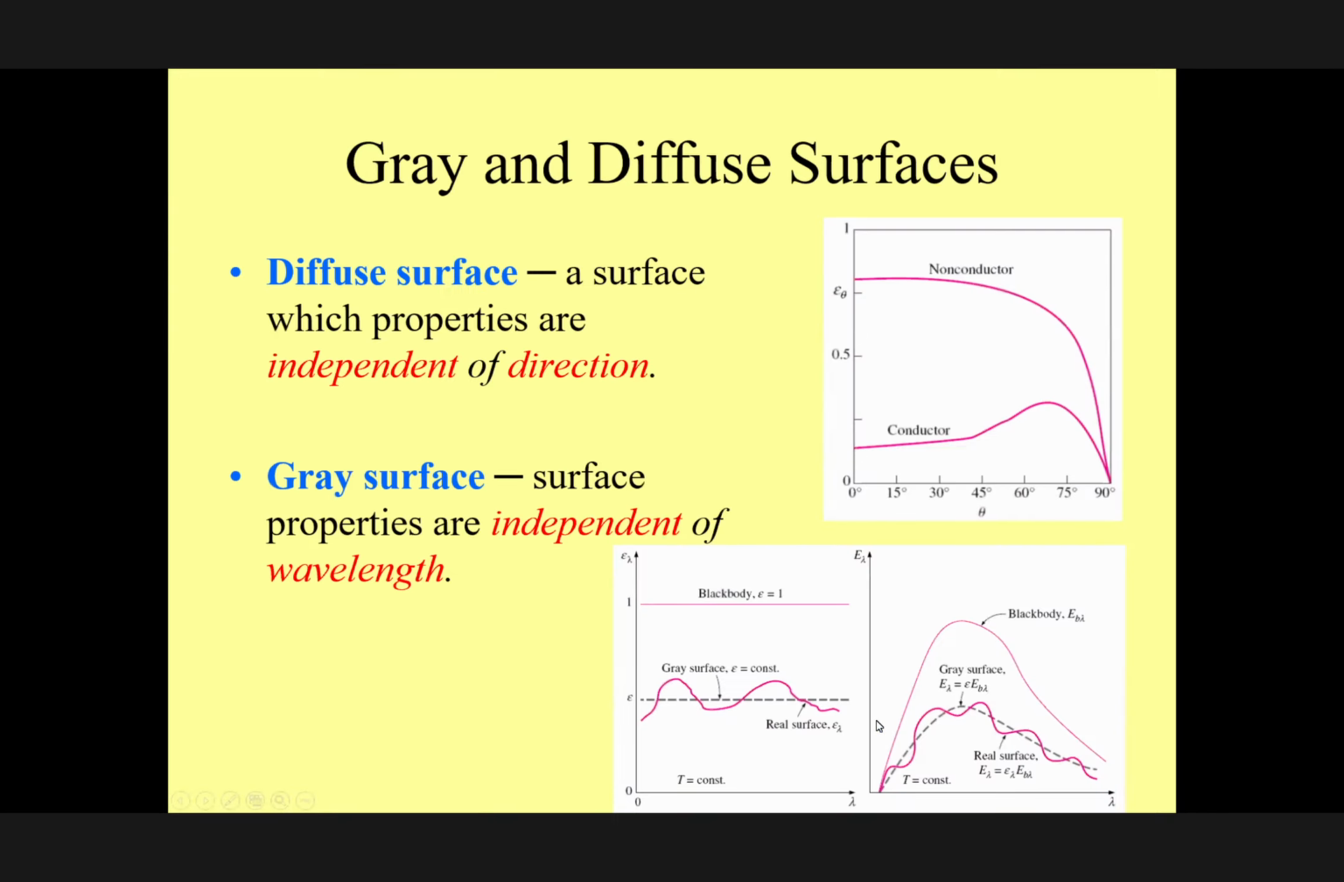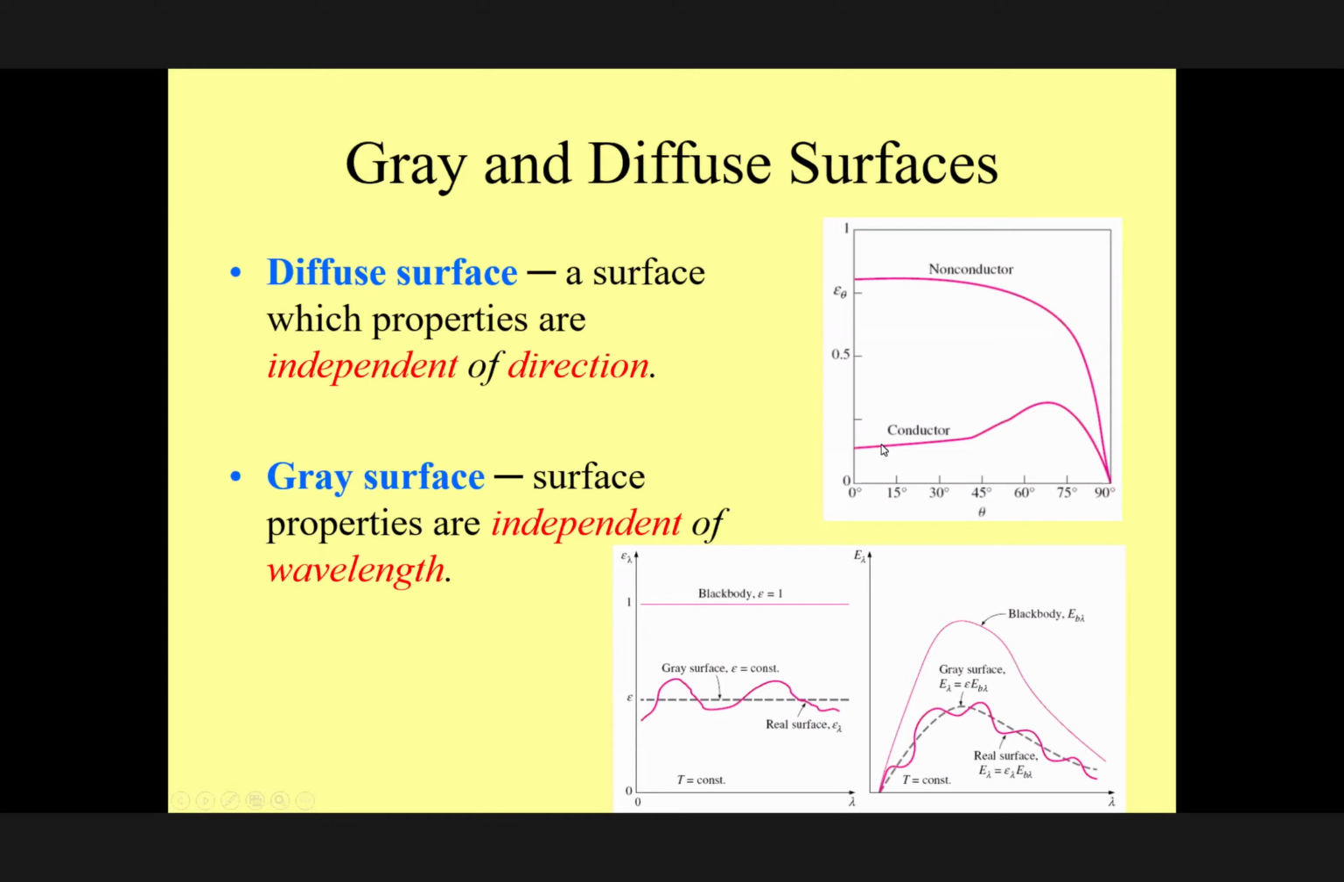We mentioned we have gray and diffuse surfaces. In a diffuse surface, the physical property is independent of direction. It means it's uniformly distributed in all directions, therefore every angle is the same. When we're talking about a gray surface, it means the physical property of the surface material is independent of the wavelength. These are what you have to keep in mind. Diffuse means independent of direction. In the case of gray, it's independent of the wavelength.